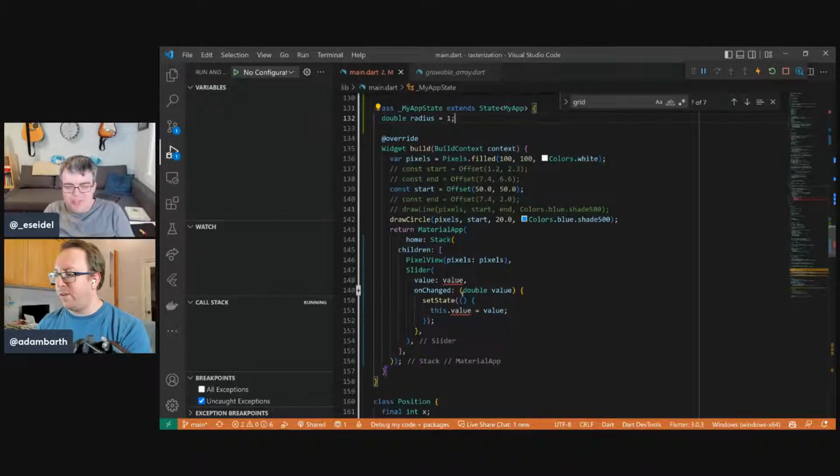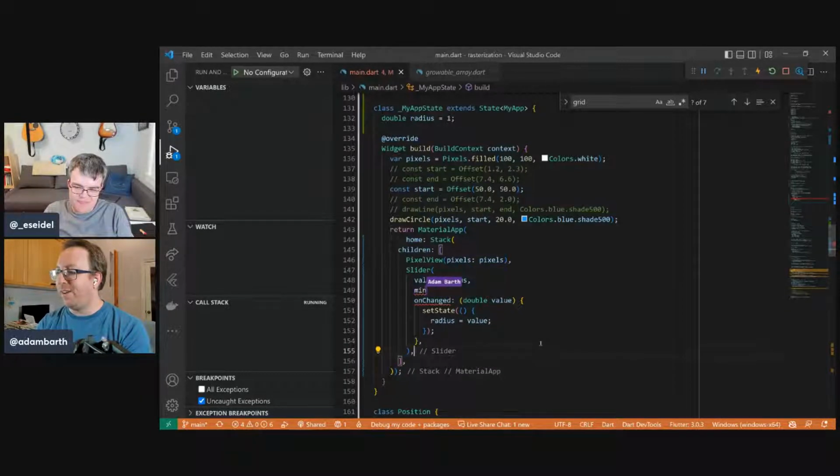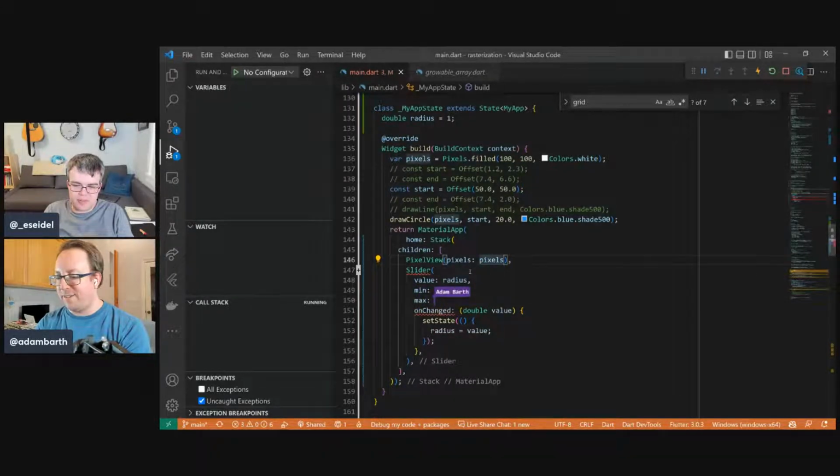Figure it out for me. Was that Copilot that did that? Of course. Oh, it's a radius though. You think I can type that fast? And then there's like min and max or something, right? Like min. Yeah, I'd have to look. Slider. In max, 30.